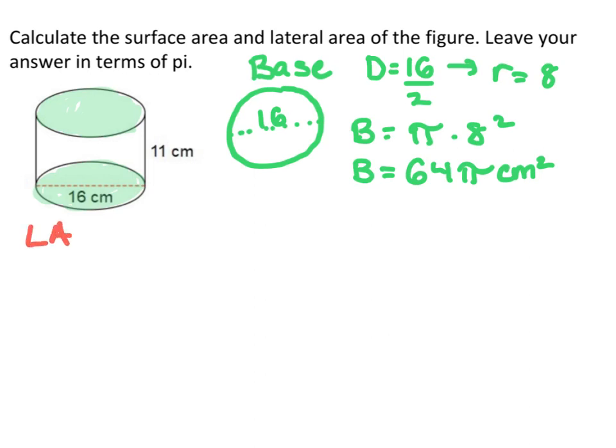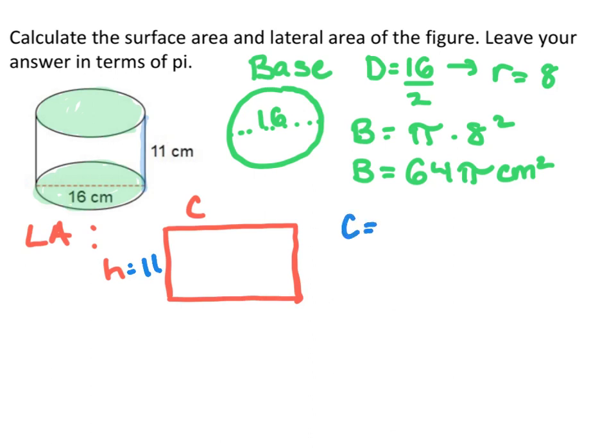Now the lateral area, as we discussed before, is a rectangle where this side is the height and this side is the circumference. So the height of this shape is the distance between the bases, which in this case is 11, and the circumference equals, again, if I use the formula, let's say now I decide to use pi times diameter, again, it's totally up to you. This gives me pi times 16, so your circumference is 16 pi.